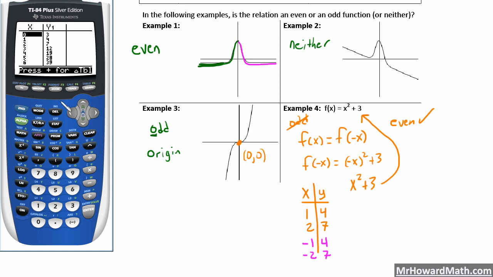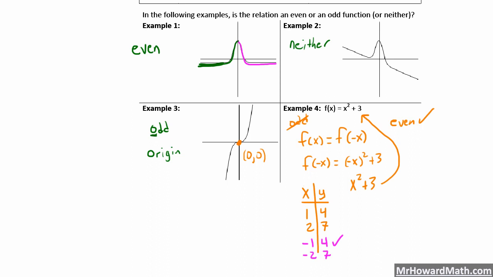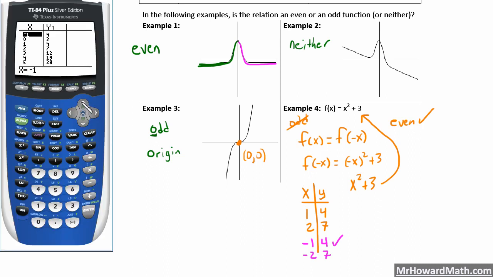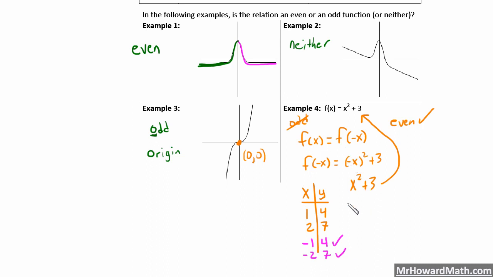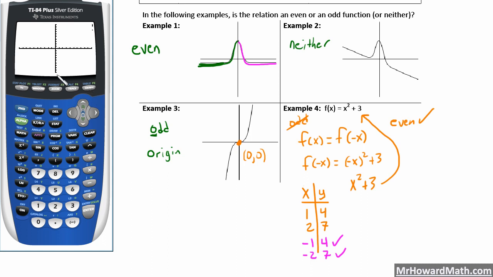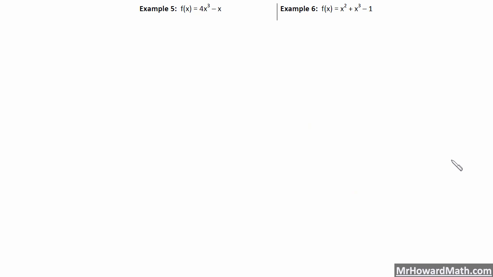So when x is -1, we do get 4, so check there. Now let's pull our calculator up and go when x is -2, we get 7, so check, it checks out. So we algebraically checked it, and we checked it in our table, and if you want to graph it, you can see that it does look even. Now you have to be careful looking at your graph because it can fool you sometimes, but this is even, and you can tell that it looks even in our graph picture here. Okay, next examples. Alright, let's look at example 5.